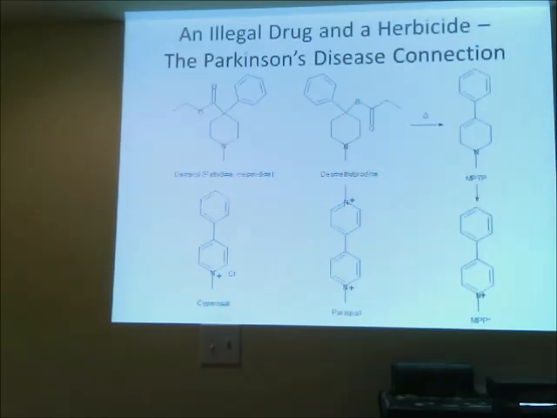So I want to just relate to you a short story about the history of this. Here's a drug that was originally, I think it was probably the first synthetic narcotic that had ever been made. And it's a chemical compound by the name of Demerol. It also goes under the name of pethidine, and the generic name is meperidine.